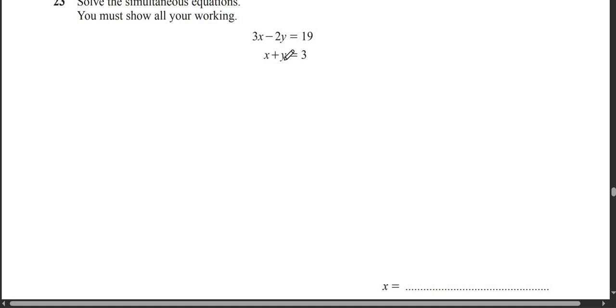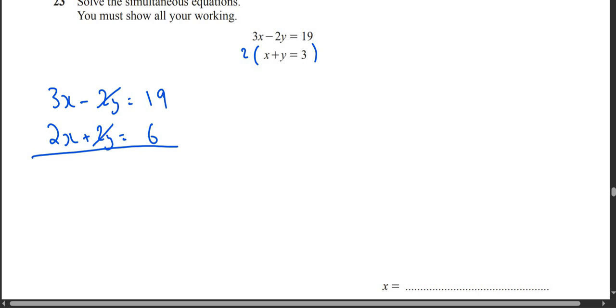So in order to solve this simultaneous equation, multiply the second equation with 2. So the first equation is 3x minus 2y is equal to 19. The second equation becomes 2x plus 2y is equal to 6. We multiplied the second equation by 2 so that we could eliminate 2y's. This becomes 5x because 3x plus 2x is 5x.